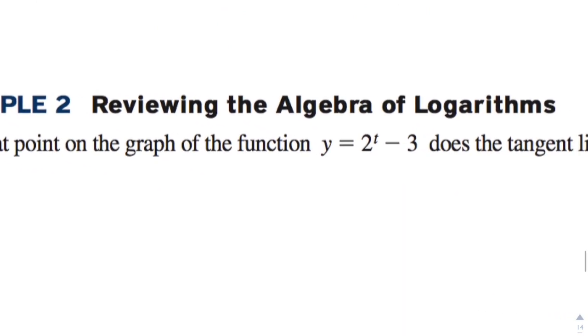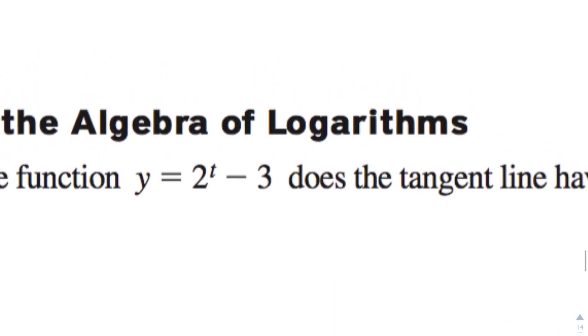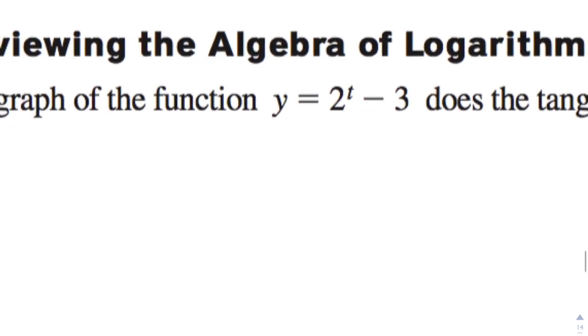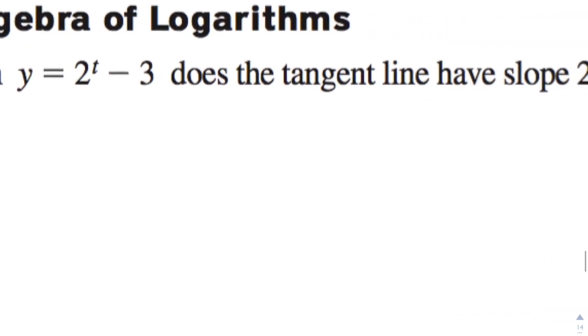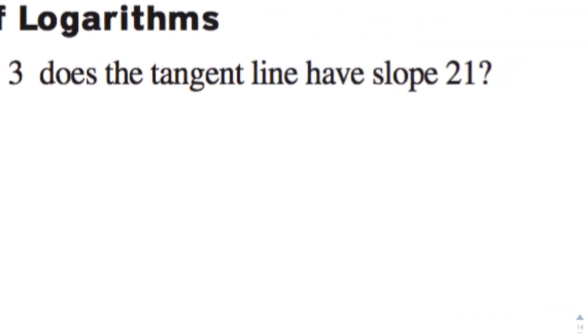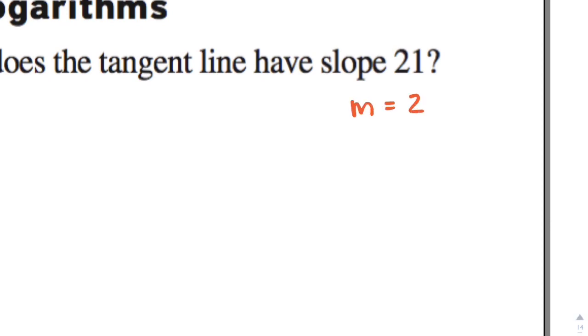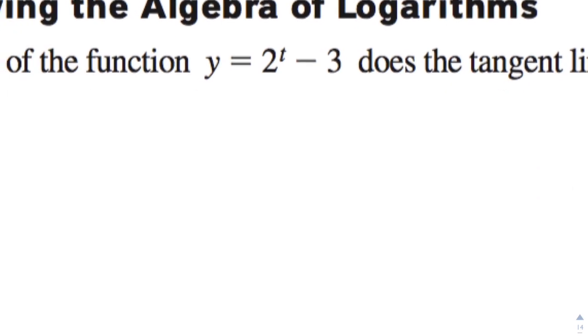Example 2, at what point on the graph of the function y equals 2 to the t minus 3 does the tangent line have a slope of 21? Well, that's what we're asking: when is the slope 21? And if it's the tangent line, what we're looking for is when is the derivative, which is the slope, 21? That's the question we're being asked. When is that 21? So let's derive it.